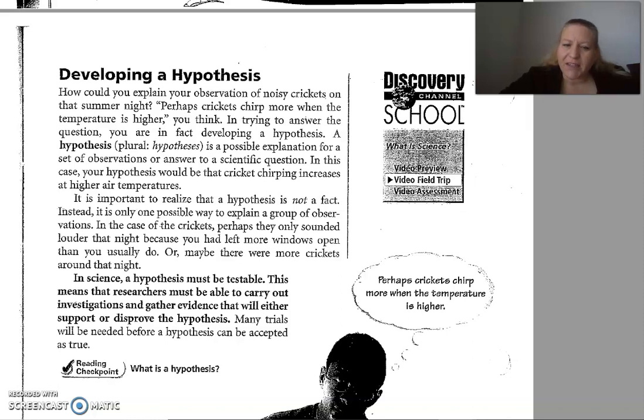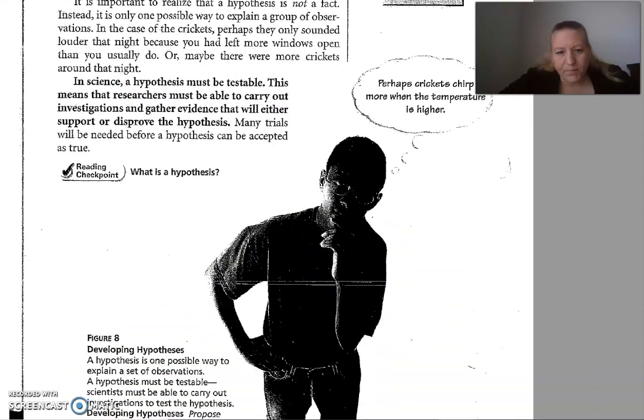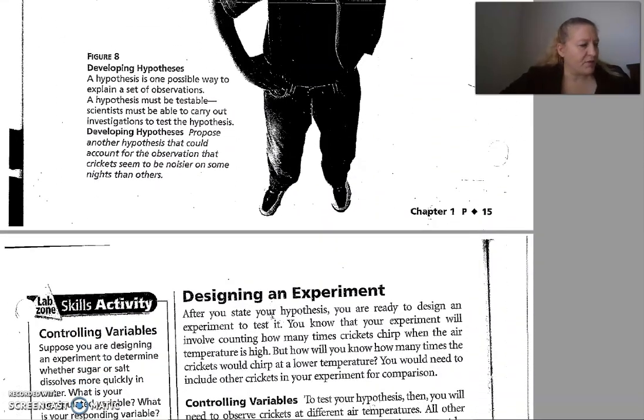All right, I'm going to give you a minute to think about what a hypothesis is. All right, you should have said that a hypothesis is a possible explanation for a set of observations or an answer to a scientific question. Okay? So let's go back and talk about these things. Okay?